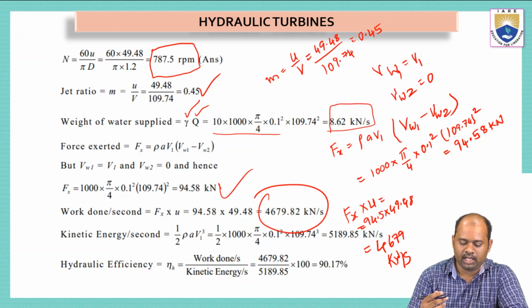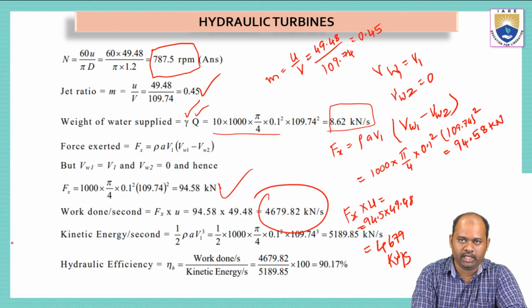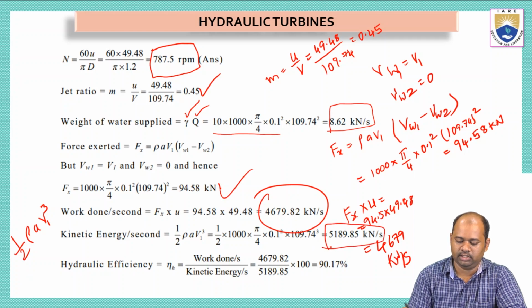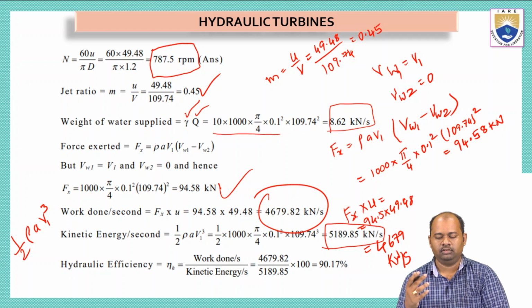And from this, we can calculate power also. So if you want to calculate that, we have to calculate kinetic energy per second. So the formula for kinetic energy is half rho A V1 cube. So by using this formula, we get this value. So this is the kinetic energy per second. So this is the actual power being developed by the turbine.